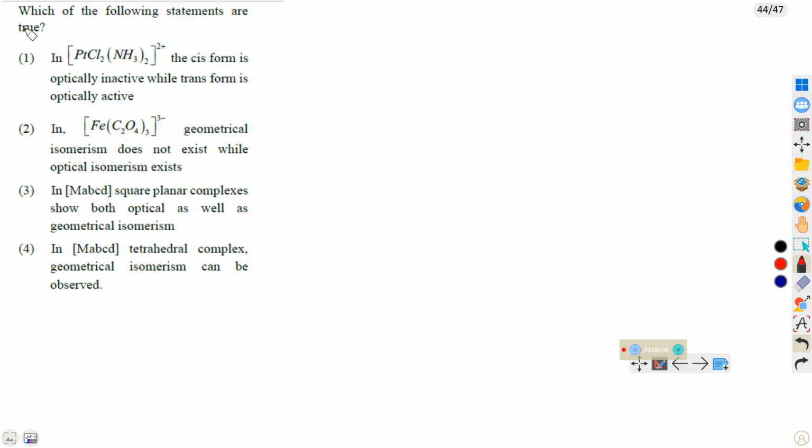Which of the following statements are true? Pt(Cl)2(NH3)2. This is Ma2B2. This is a square planar complex. The cis form is optically inactive while trans form is optically active. Wrong. Both the forms are optically inactive only. In Fe(C2O4)3, geometrical isomerism is not exhibited while optical isomerism is exhibited. Correct.